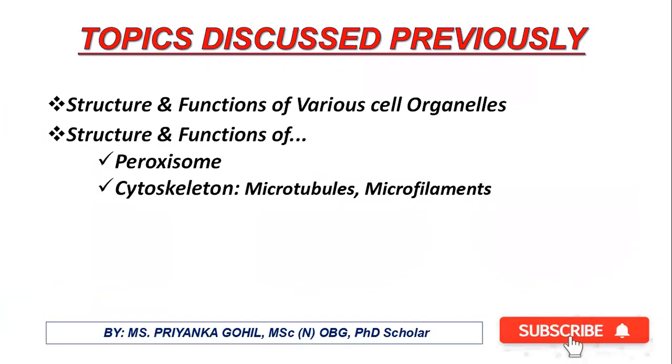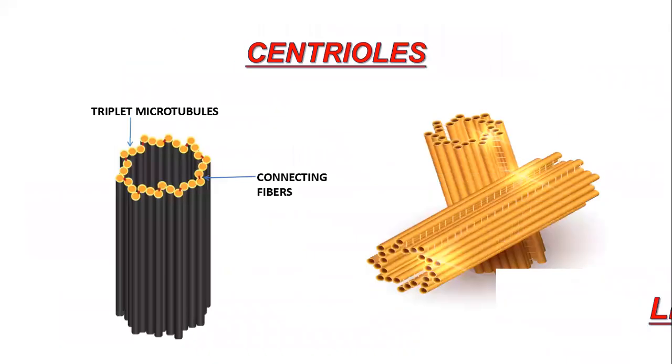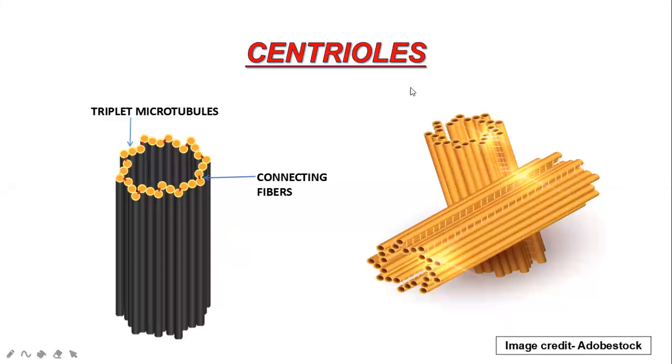So in the previous video, we saw the structure and function of peroxisome and cytoskeleton, and inside it we saw the microtubules and the microfilaments. Today we are going to learn about the structure and function of centrioles, vacuole and the nucleus. First we have the structure of centriole.